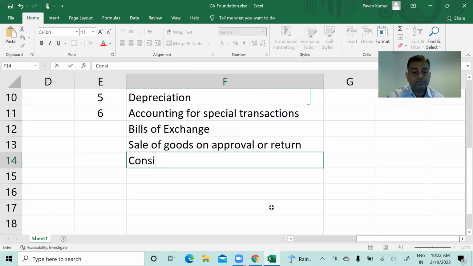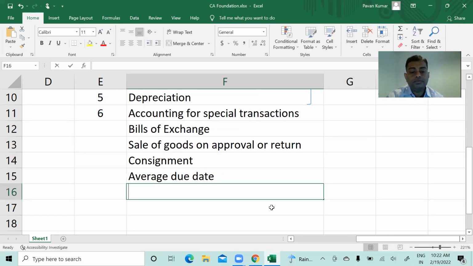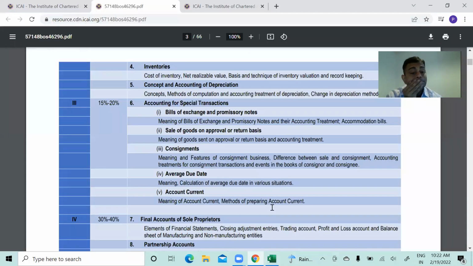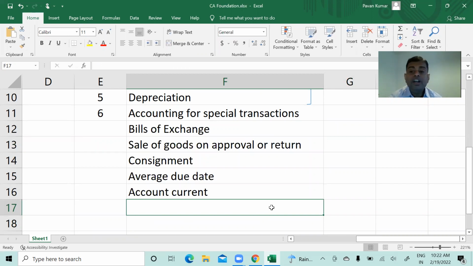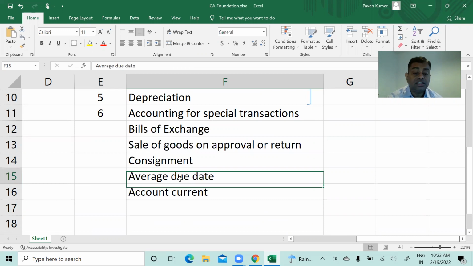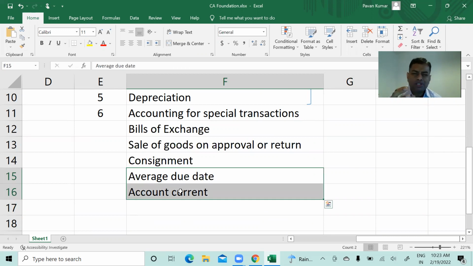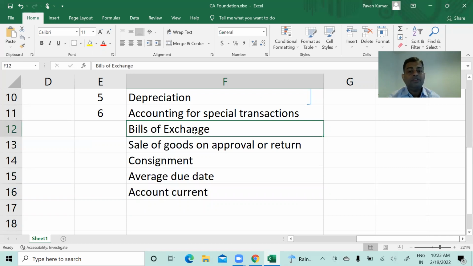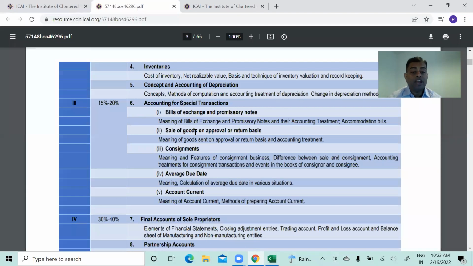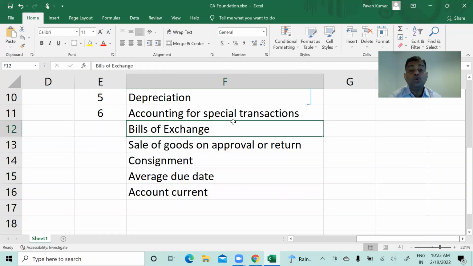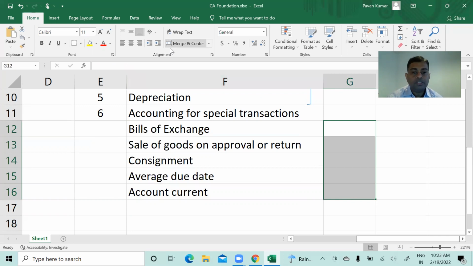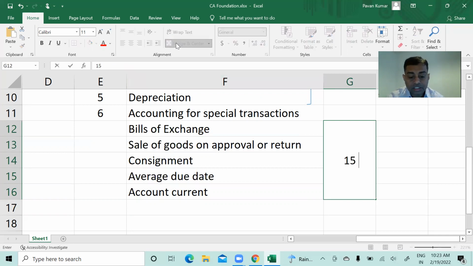Third item, consignment. Then average due date and account current. These, average due date and account current, were in the CA Intermediate old syllabus a few years back, in CA Inter Group 1. They deleted them from CA Inter Group 1 because they are very basic elementary topics and included them in the CA Foundation syllabus. Don't worry, they are absolutely easy. So under chapter 6, accounting for special transactions, we have bills of exchange, sale of goods on approval or return, consignment, average due date, and account current. These 5 topics put together carry 15 to 20%.